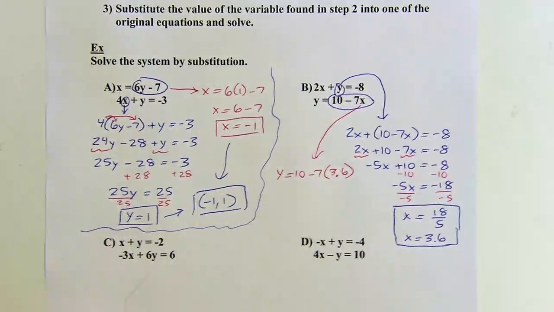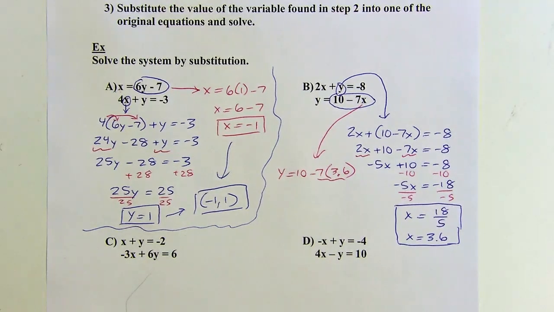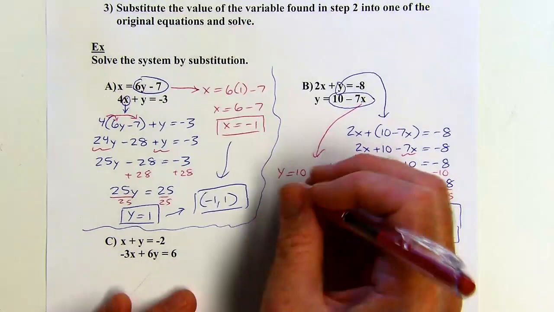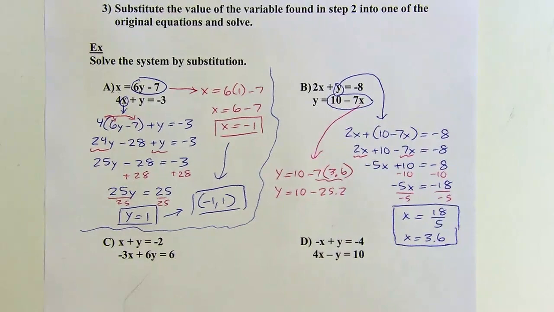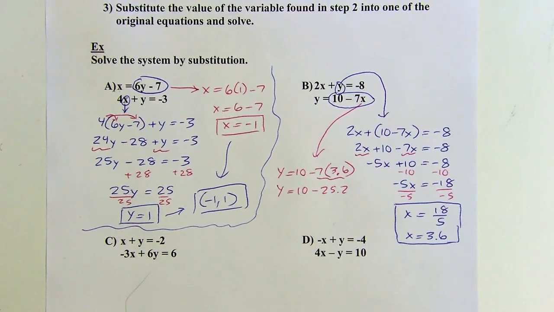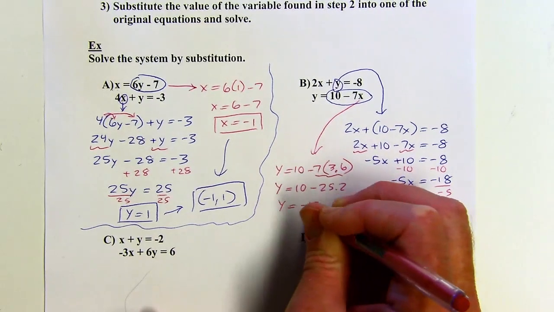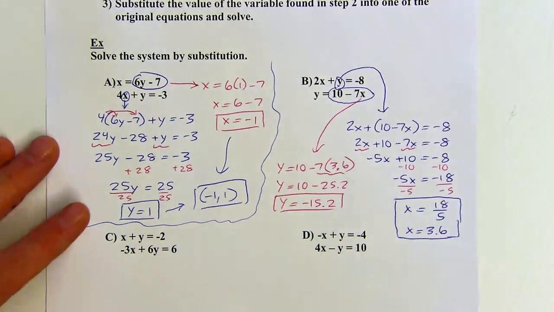Okay, now I want to solve this. So let's see, I'm going to do -7 times 3.6. That comes out to -25.2. And then I do the subtraction, and I get -15.2. Okay, and now I have my solution, and you could write those as an ordered pair if you like.